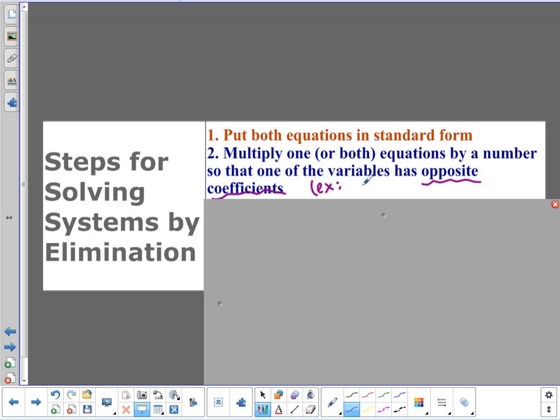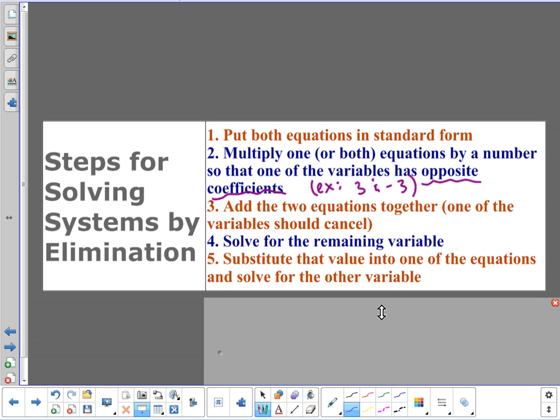For example, 3 and -3. One needs to be positive, one needs to be negative, and they need to be the same number. Then the rest of the steps are the same as what we saw on the front. Add the two equations together, solve for the remaining variable, substitute that variable into the other one. So these are the same as the front side.